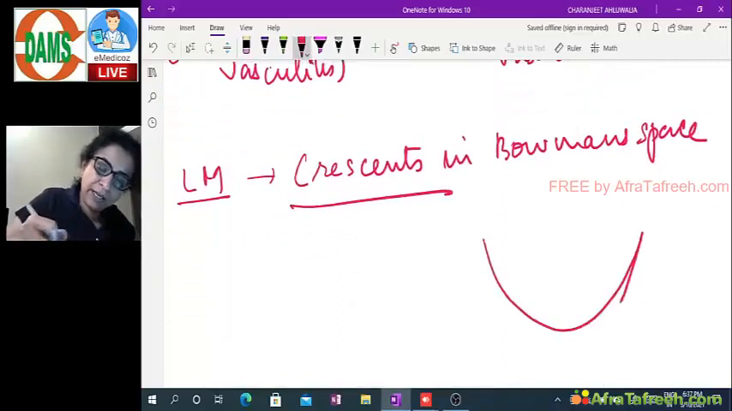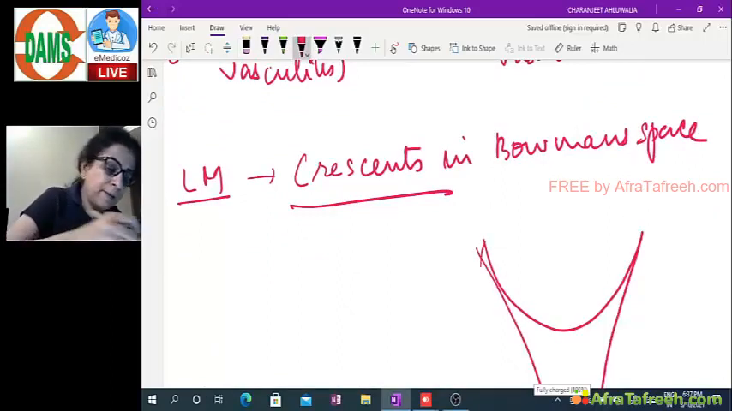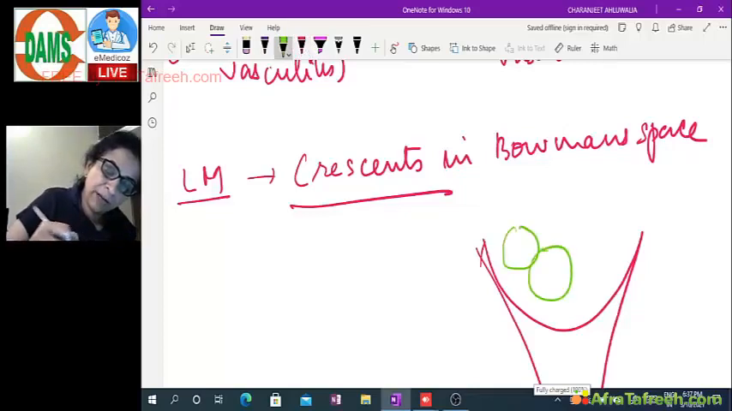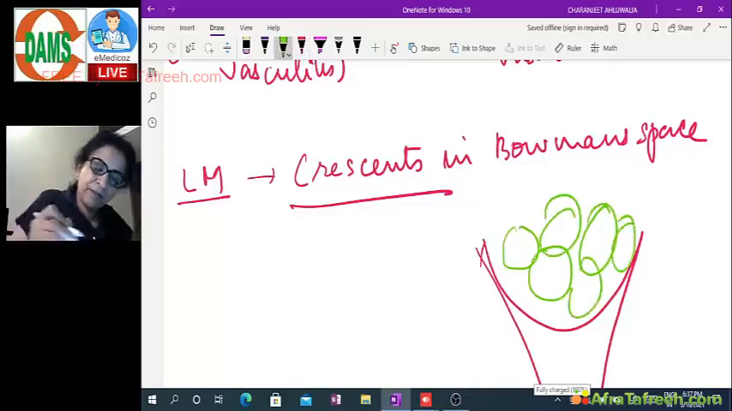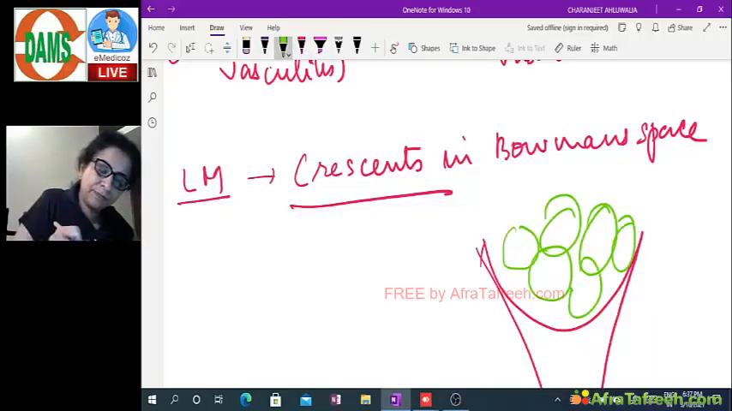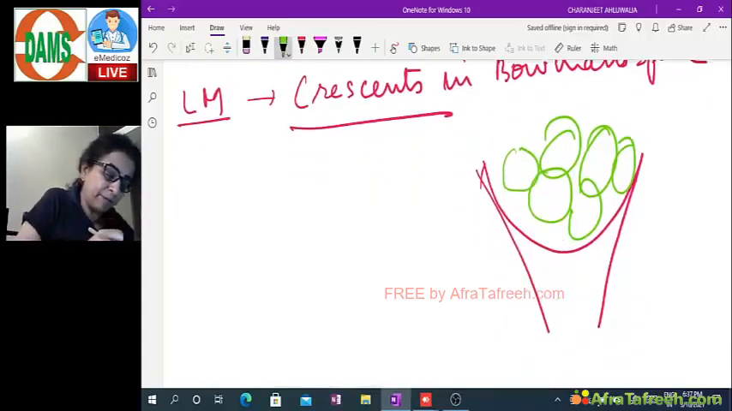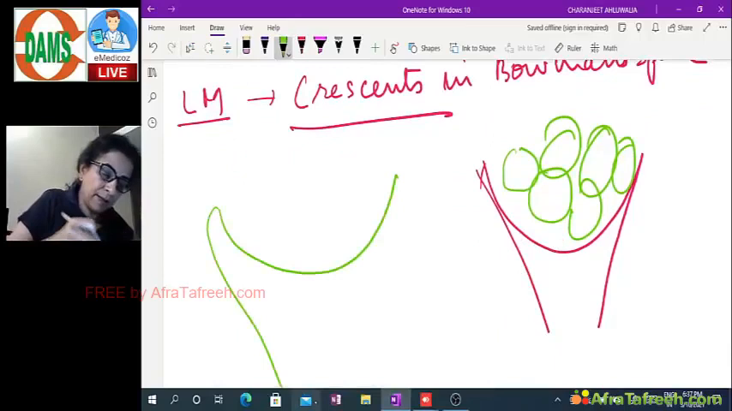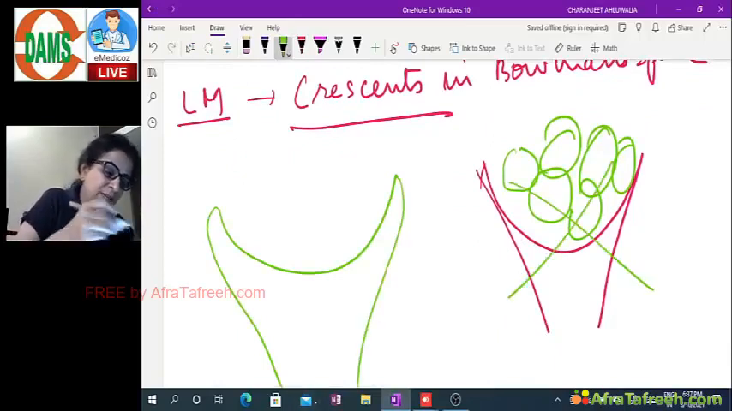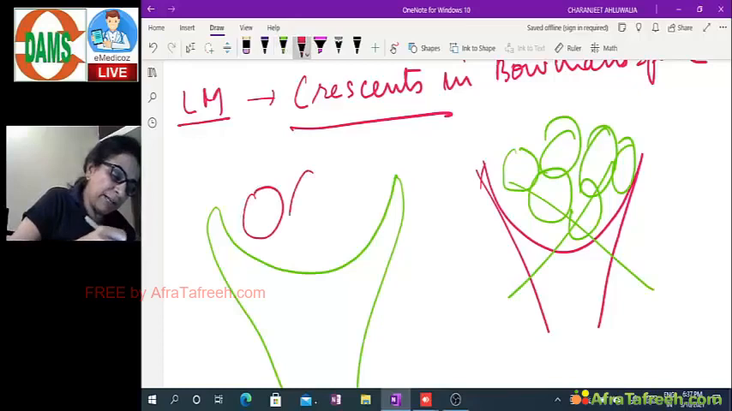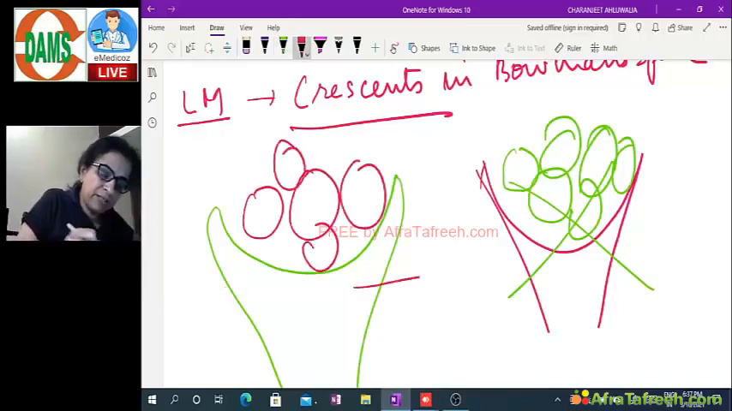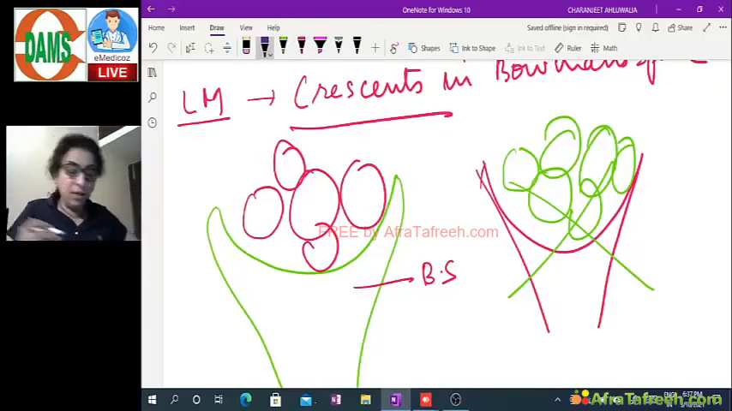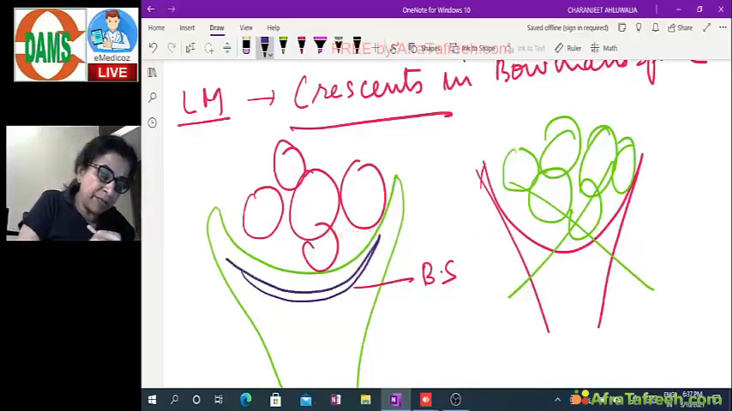Now if you see, this is the glomerular capillary tuft here. I think I have not drawn it properly. Okay, so this is the structure. Now these are the glomerular capillaries here. Now this is the Bowman's space. So now in crescentic glomerulonephritis, what do you see? Crescents are found in this Bowman space. Crescents are found like this in the Bowman space.